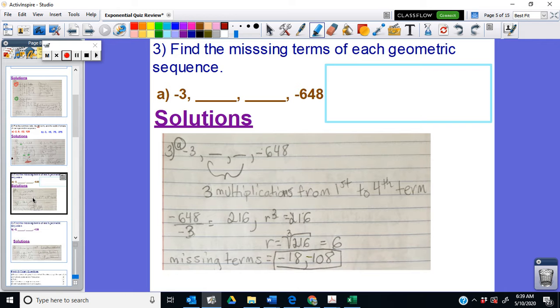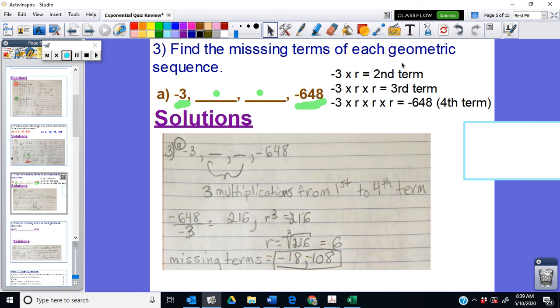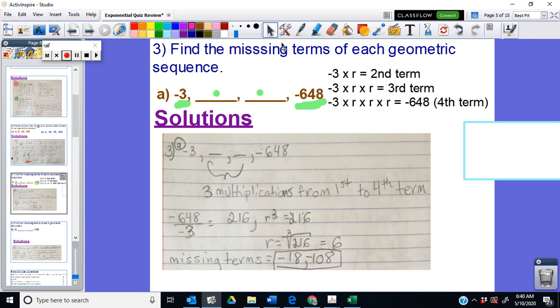Now the next question asks you to find the missing terms. Well, what we have to be very careful with is recognize how many multiplications there are from this first term all the way to the 4th term. Here's the first, second, third, 4th term. When you look at that multiplication, we know -3 times some number gives us the second term. So that second term is right here. Second term.